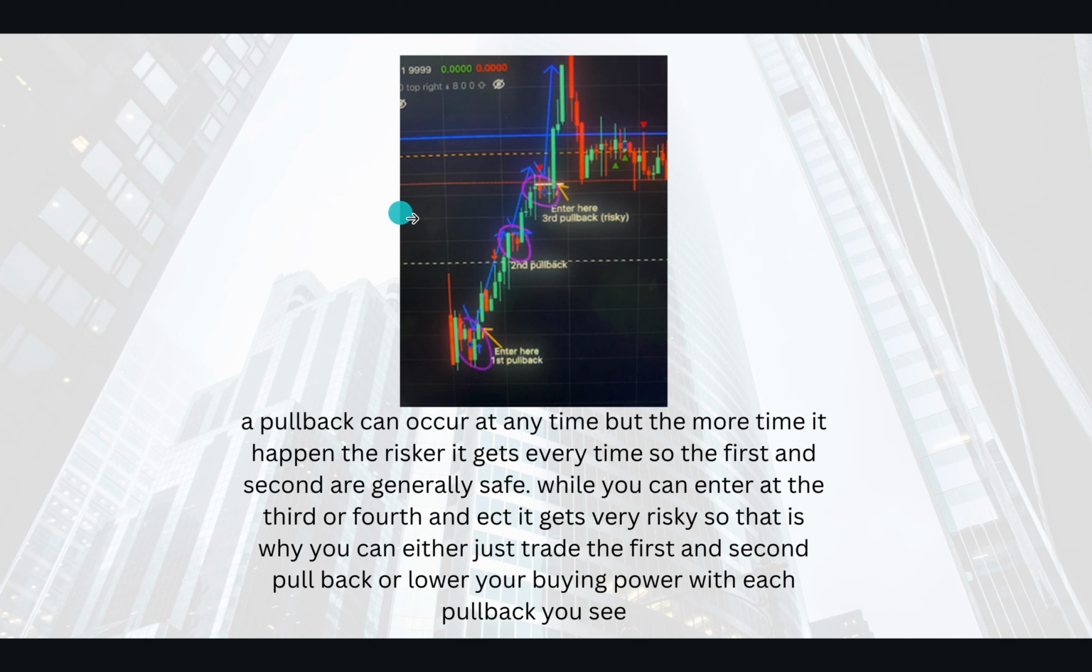So you can see right here, there are 3 pullbacks in this chart. Now, you have the first pullback. It's not right here, by the way. I accidentally put it right here, but you have the first pullback, the second pullback, and the third pullback. You can see that the third pullback was generous, the most profitable.